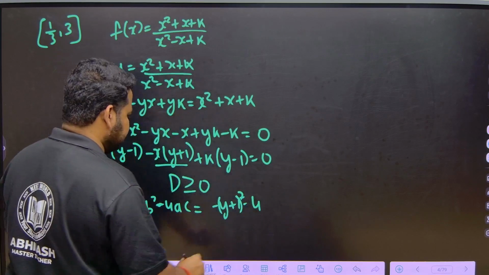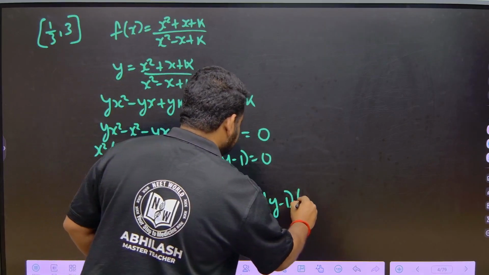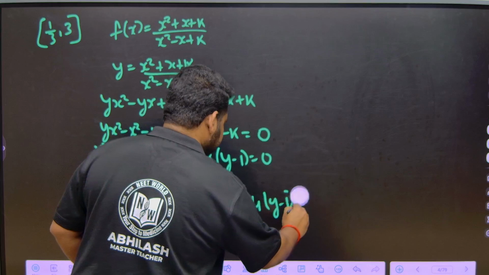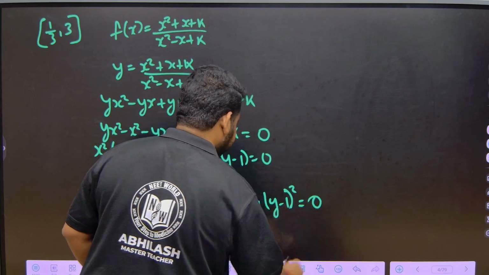a is nothing but y minus 1, so 4 into (y minus 1) into c. And c is nothing but y minus 1. I can write it as (y minus 1) whole square. This should be equal, let me equate it to 0.